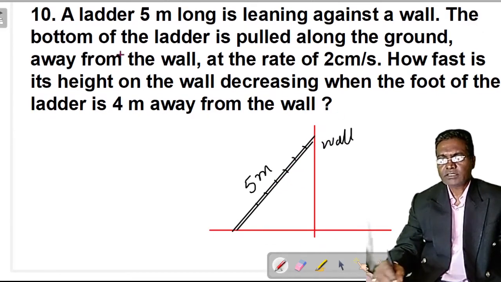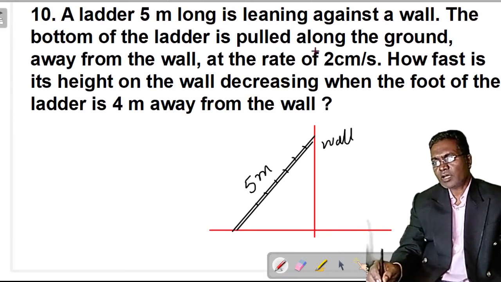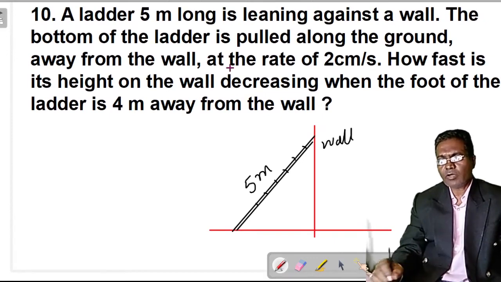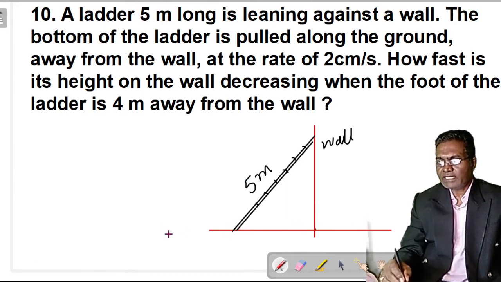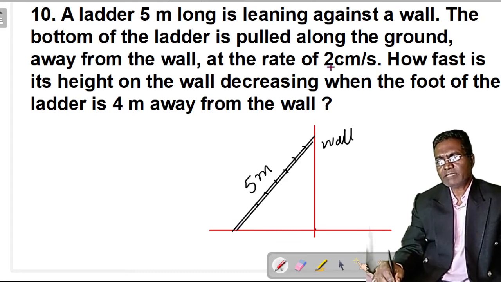Further, the bottom of the ladder is pulled along the ground away from the wall at the rate of 2 cm per second. So the ladder is pulled along the ground away from this wall at the rate of 2 cm per second. The bottom of the ladder is pulled at this rate from the wall.